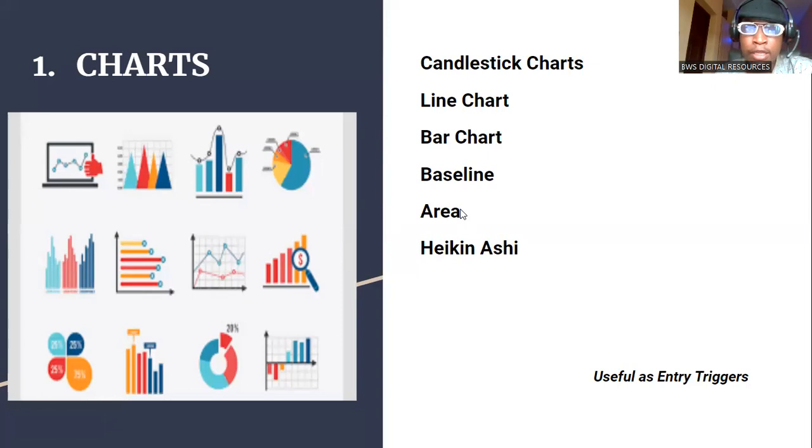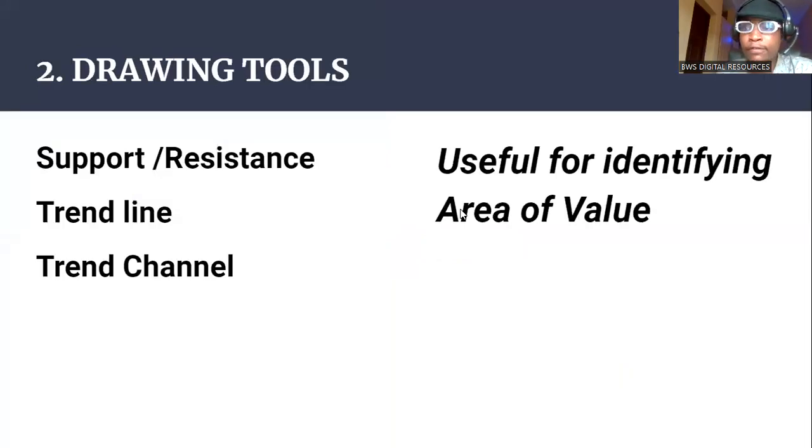And then the second thing that we have in technical analysis is the different types of drawing tools that we use. In terms of drawing tools, we have the one we use for support and resistance. We have the one we use to identify trend lines. And then we have the one we use to identify trend channels. Basically, these drawing tools are useful for identifying areas of value. By area of value, I mean things like the support, the resistance, and the rest of it. So you use these drawing tools to identify these different areas of value.